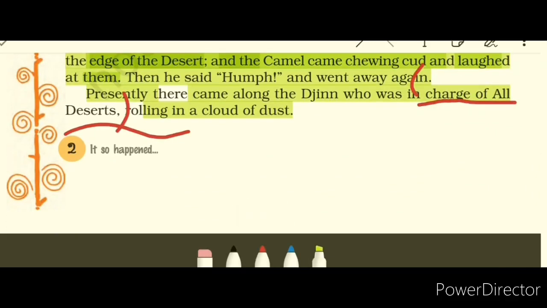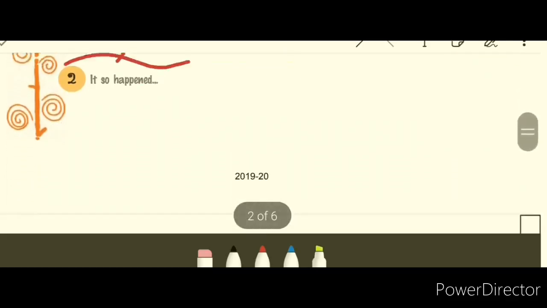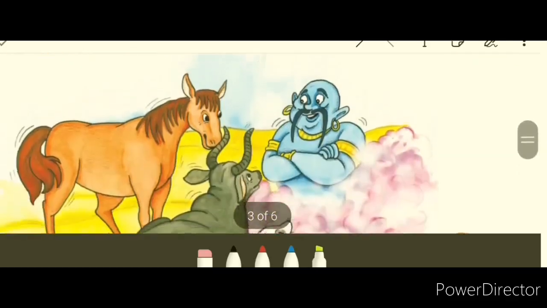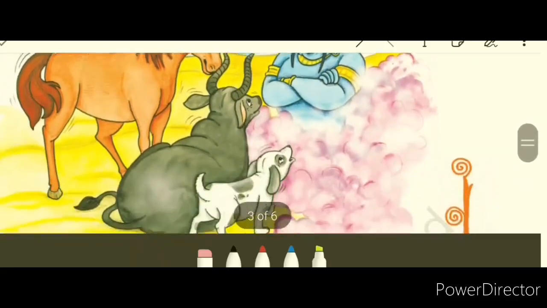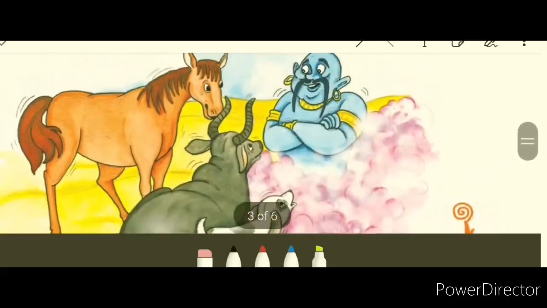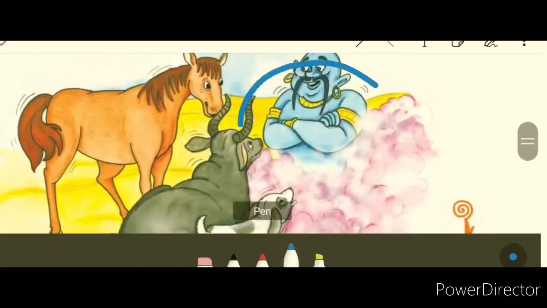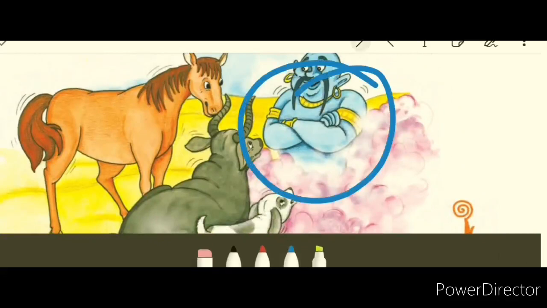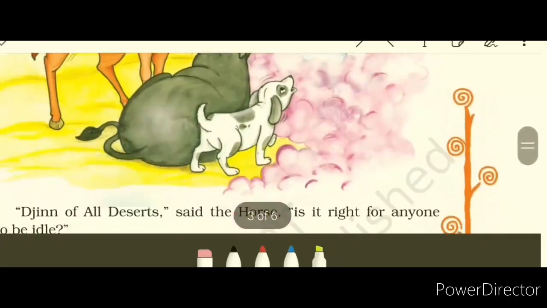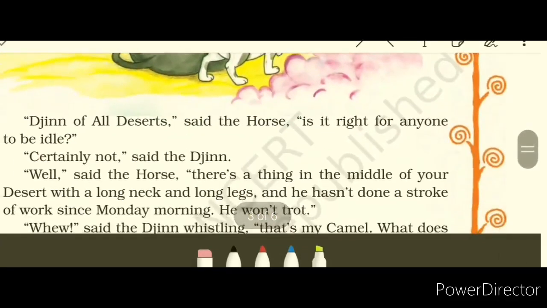Now what will the jinn say? Let's find out on the following page, page number 3 of the English supplementary text. In the middle of the desert there are these animals, and here is the jinn we were talking about. Now what will they discuss? Let's find out. "Jinn of all desert," says the horse, "is it right for anyone to be idle?"